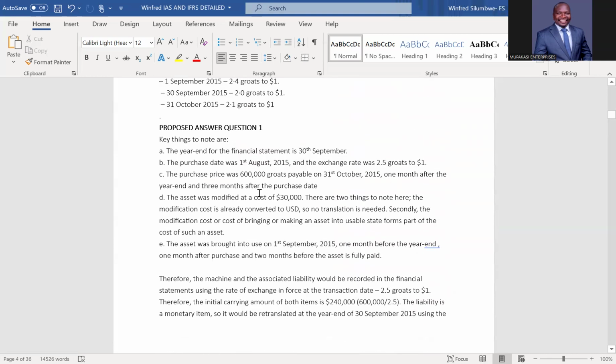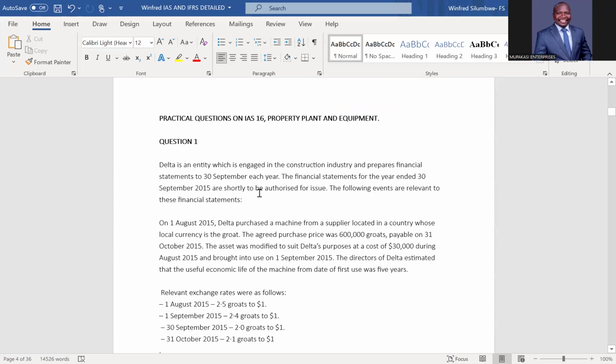So let me go back to the same question. The question was very interesting because a number of things are here. Number one, the asset was bought on the 1st August, but the year end is September, meaning 2 months after the purchase was done. But this asset was not paid there and then, meaning it was paid after the year end. It was paid in October, after 1 month after the asset was bought.